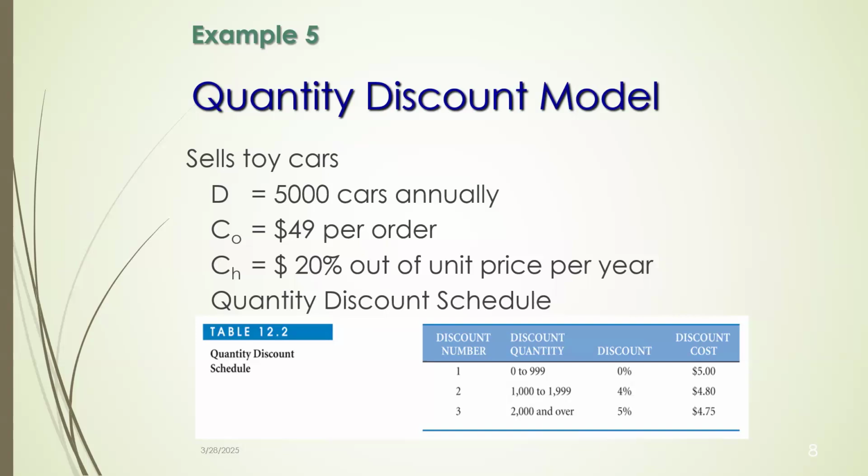In a situation like that, we should know how to calculate the economic order quantity. In the previous model, we didn't consider that. We assumed the unit price is the same, constant, and based on that we calculated the EOQ. But now we consider practical situations. Sometimes we buy goods and the seller likes to give some discount, a quantity discount.